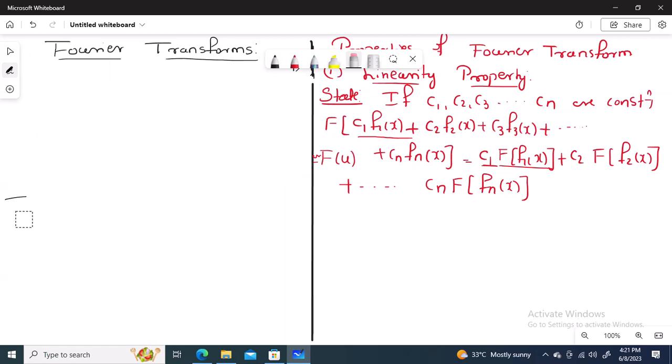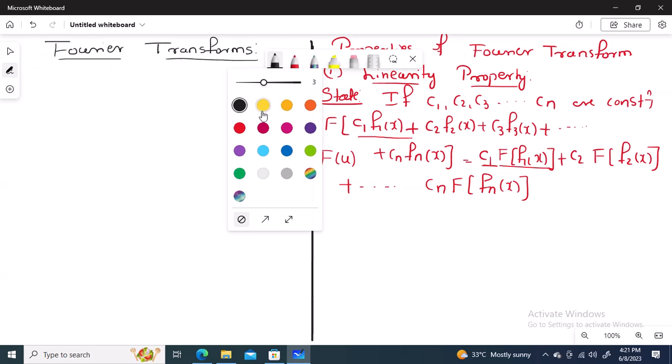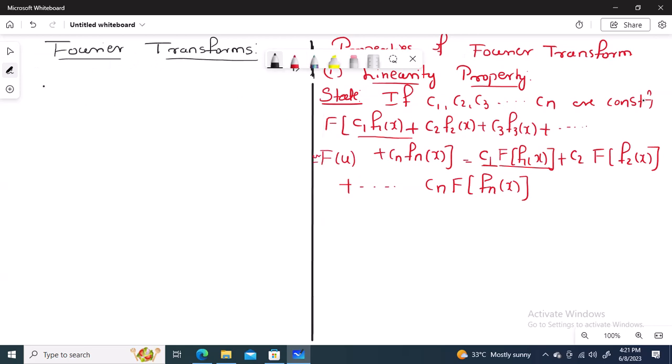Proof usually nobody will ask in the exam, but one proof I'll do. Remaining properties we can check. So I'll do the proof for this here. Very simple proof for linearity property. So first we have to write the given data.